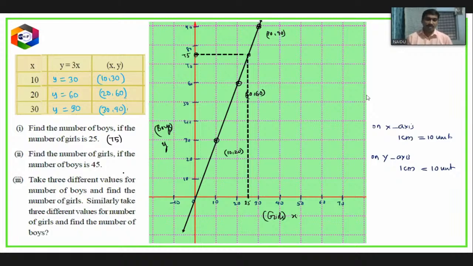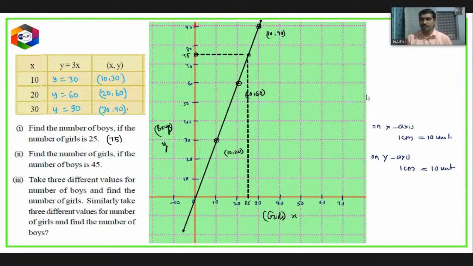Now, children, observe. One more question is given. Find the number of girls if the number of boys is 45. This time, the boys number is given, and it is asked to calculate the girls number. So what is the number of boys here? Here boys is 45. Boys means y-axis value. So where will be 45? Definitely exactly in between 40 and 50.